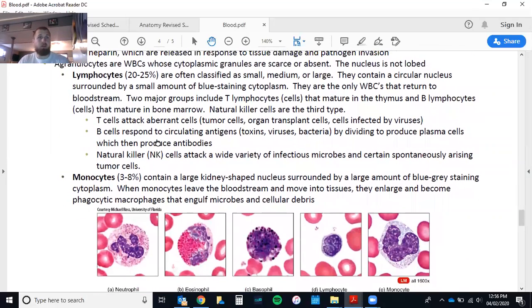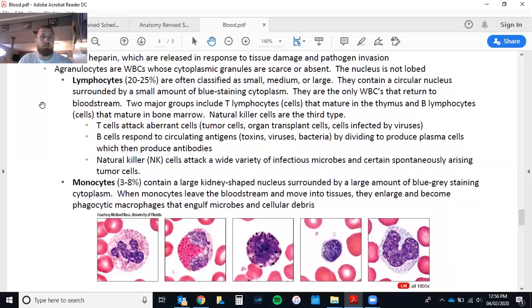Okay, notice the way that granulocytes ended is not the same as the way that agranulocytes end. Agranulocytes end with just the suffix "cyte," which, remember from the beginning of the semester, means cell. Okay. Lymphocytes, 20 to 25%, are often classified as small, medium, or large. They contain a circular nucleus surrounded by a small amount of blue-staining cytoplasm. And essentially, you can see here in the picture, most of the cell is that nucleus. You can just barely see anything surrounding it.